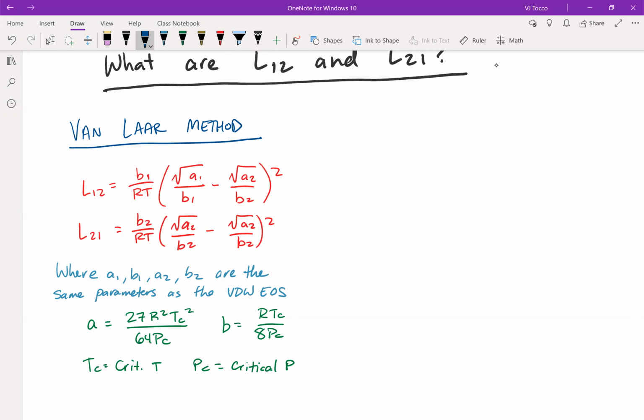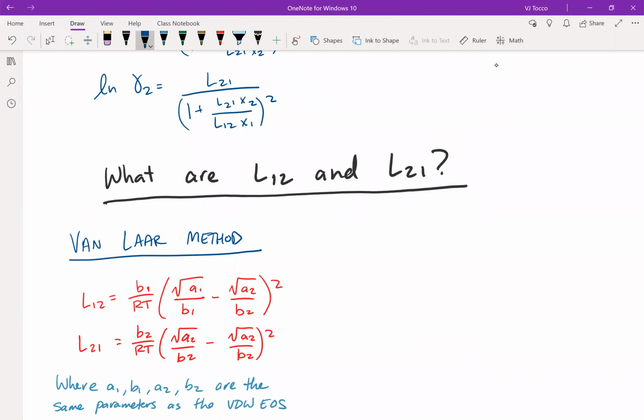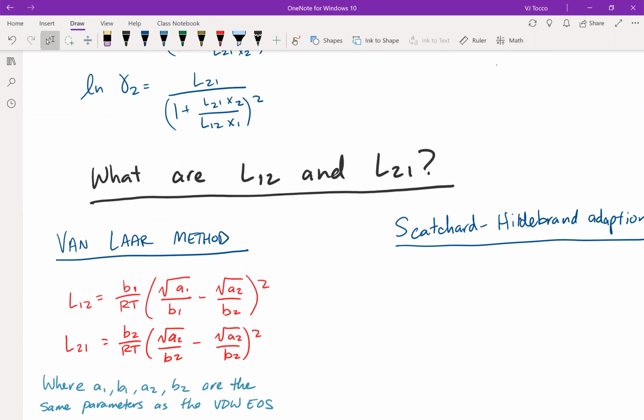how it works. Another method that works a little bit better is an adaptation of this Van Laar model, which was proposed by Scatchard and Hildebrand. Scatchard, not Scratchard. Scatchard-Hildebrand model, or Hildebrand adaptation. So they're still using the Van Laar activity coefficient model, but instead of obtaining L12 and L21 based on the van der Waals equation of state, they do it slightly differently.